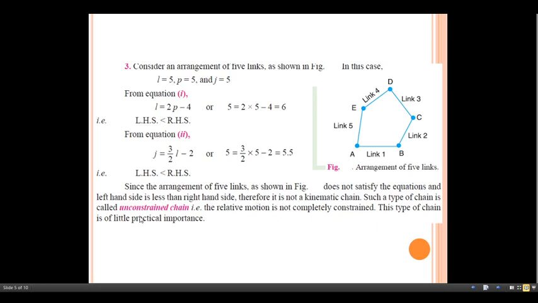Such a type of chain is called an unconstrained chain. That is, the relative motion is not completely constrained. This type of chain is of little practical importance.